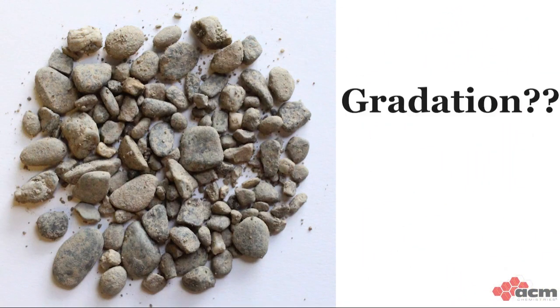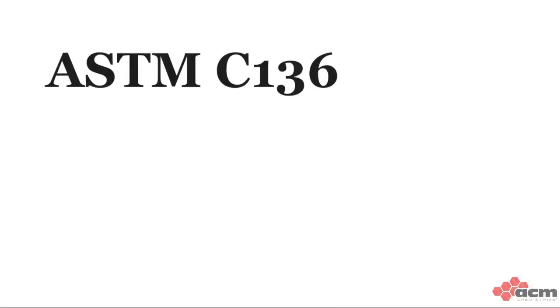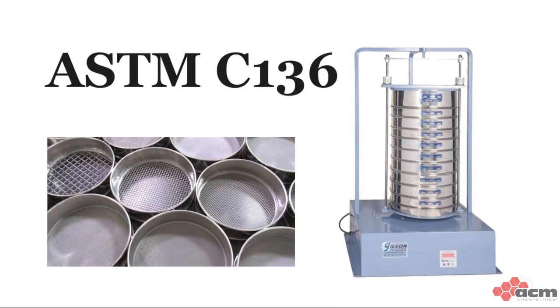So what do we mean by gradation? Technically, aggregate gradation refers to the distribution of range of particle sizes. How do we figure out the particle size distribution? As you can see, that's hard to quantify by eye. We need some equipment and a standardized test to help us out. Luckily, ASTM C136 tells us how to do a sieve analysis.